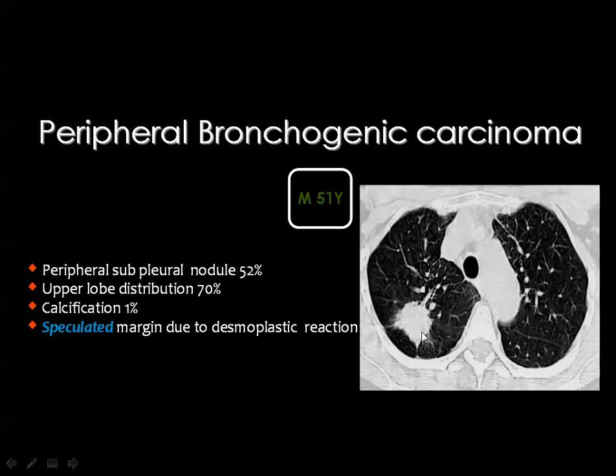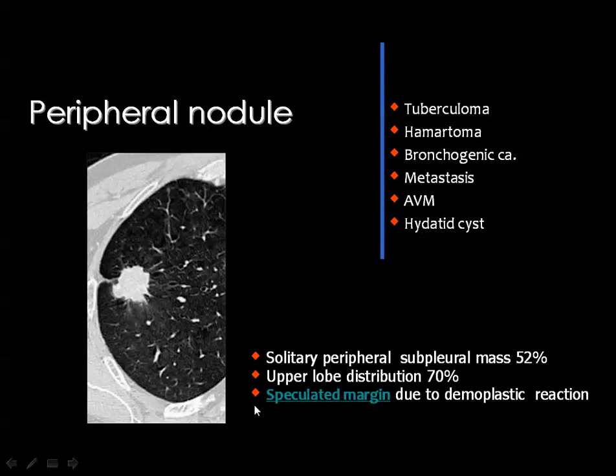It may show some extensions to the adjacent pleura, what we call the pleural tail, but all these signs are not pathognomonic. If you see a lesion, a pulmonary nodule, peripherally located with a speculated margin, you think of peripheral bronchogenic carcinoma. And if you remember, I have said that there are 6 common pulmonary nodules, and I provided to you in the previous lecture the differential diagnosis.